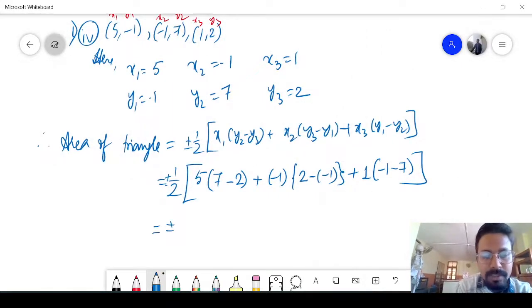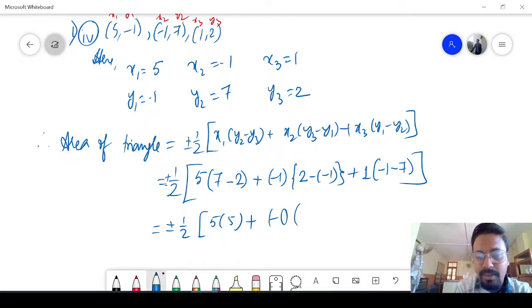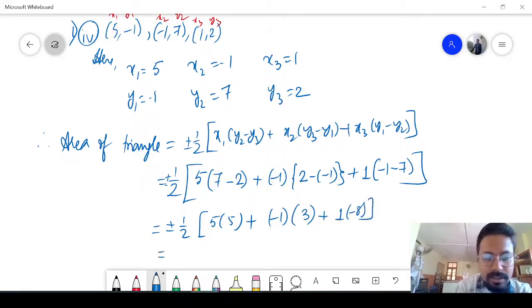Now calculate. Plus minus half into 5 into 5 plus minus 1 into 3 plus 1 into minus 8. So plus minus half 25 minus 3 minus 8.